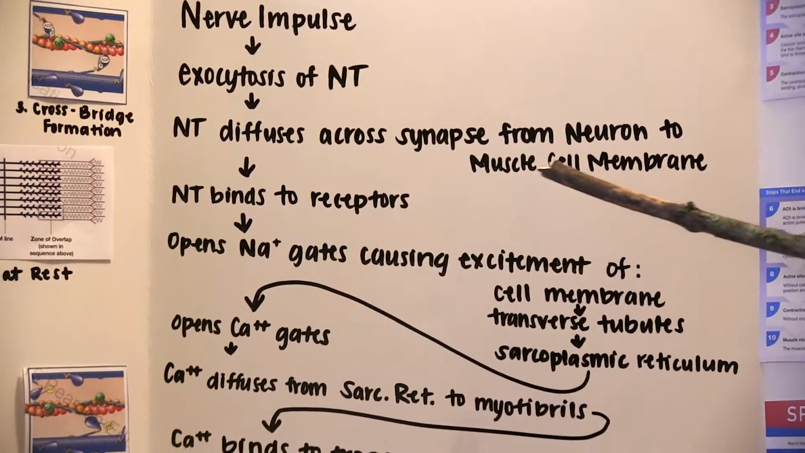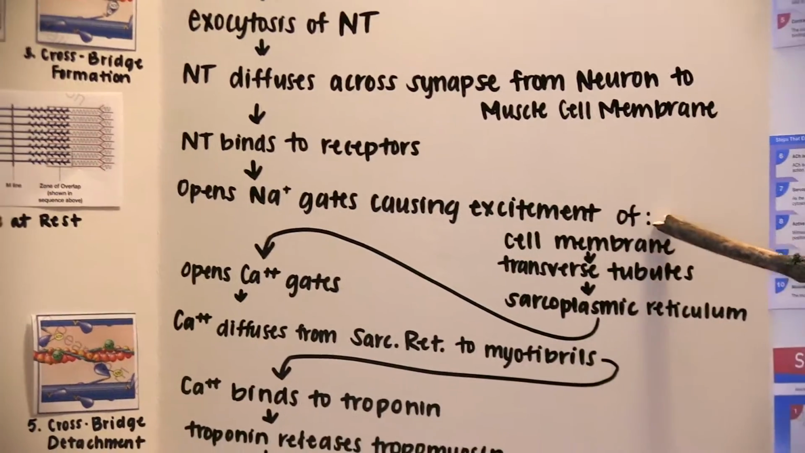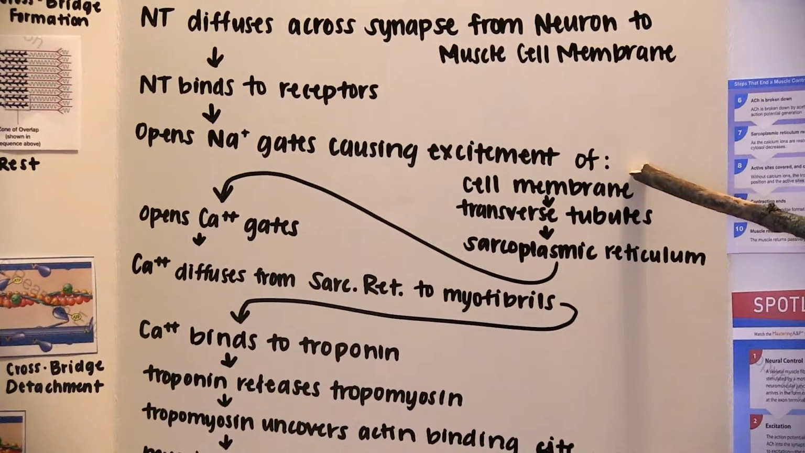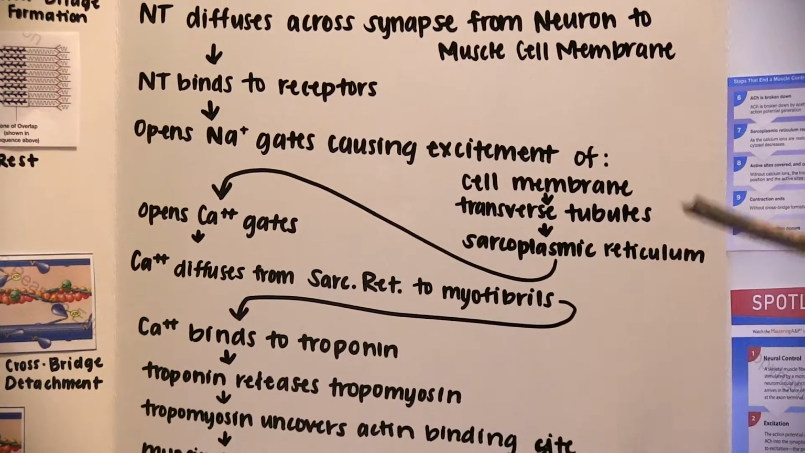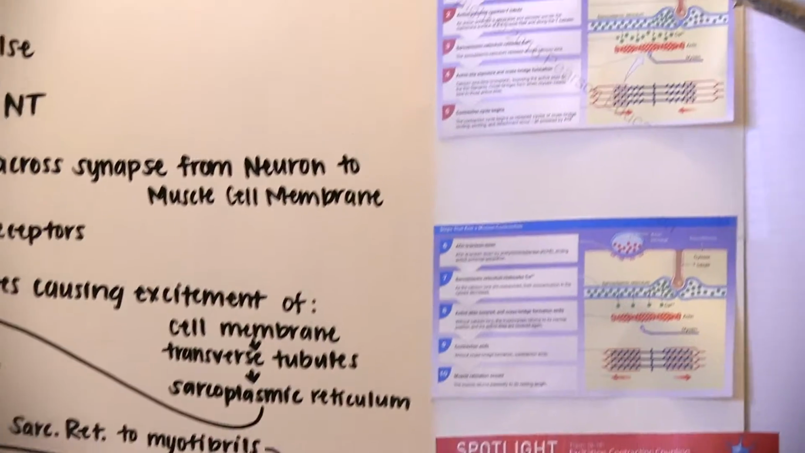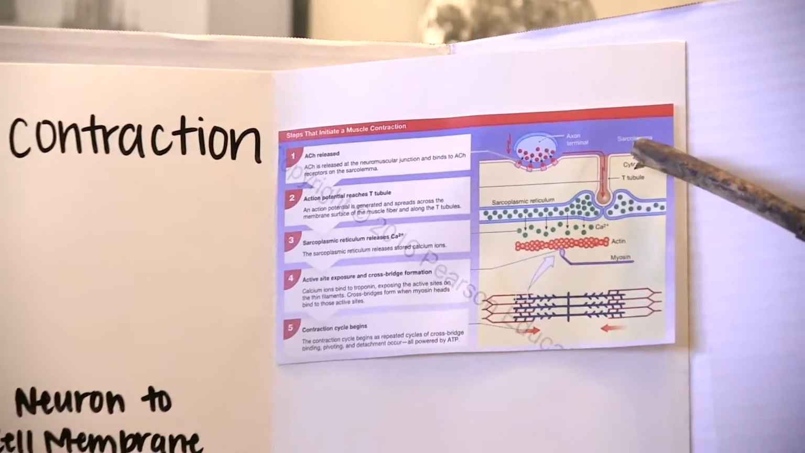A neurotransmitter binds the receptors and opens the sodium gates. This causes excitement of the cell membrane and transverse tubules. Transverse tubules, or T-tubules, are narrow tubes that extend deep into the sarcoplasm.